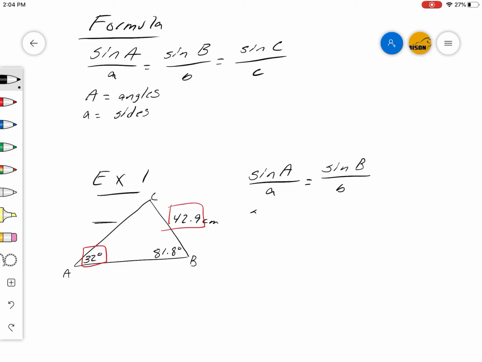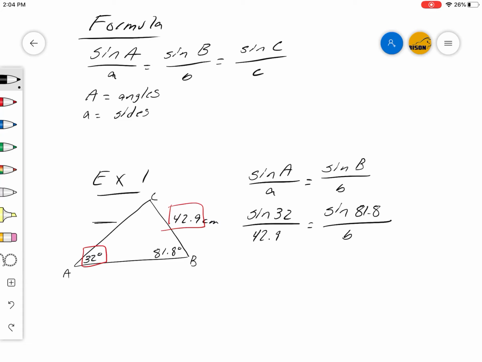So I'm going to plug in 32 for big A. I actually have little a. I don't know why I wrote A. Little a is 42.9. I have big B. That would be sine of 81.8. And then I am solving for little b, which is over there.